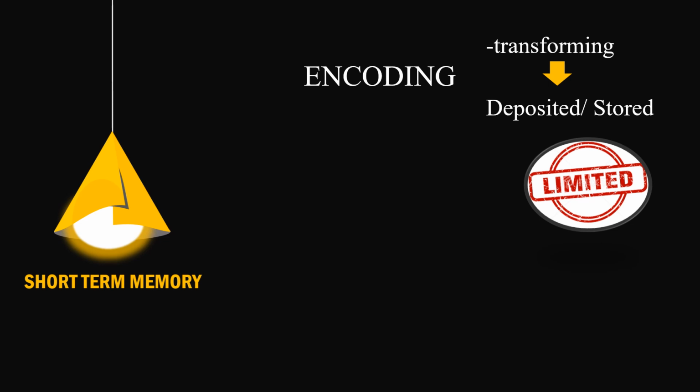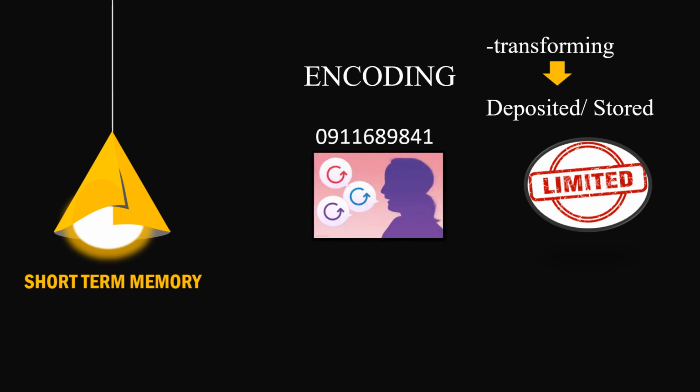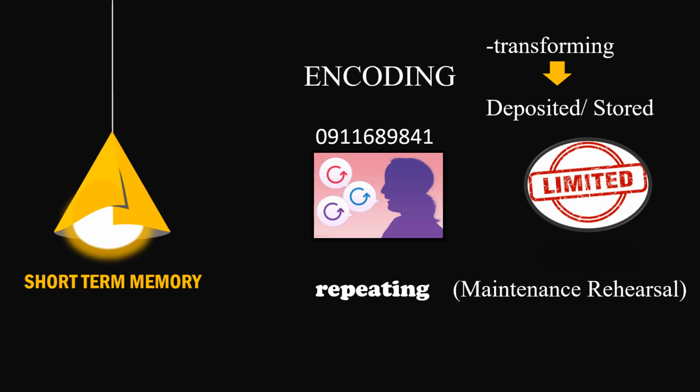For instance, when you look up a phone number, you repeat it over and over in your mind in order to maintain or to retain it until you have dialed the number. We keep information active by repeating it, known as maintenance rehearsal, or give it meaning by relating it to something we already know, known as elaborative rehearsal, to prevent it from fading from STM.